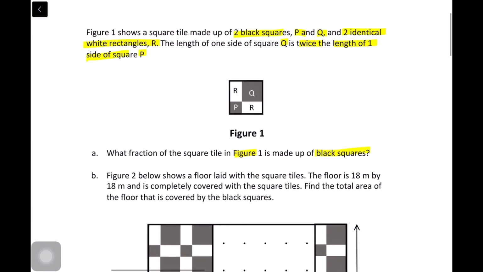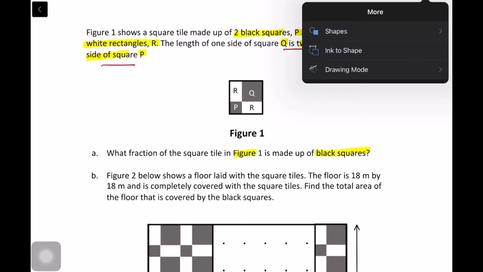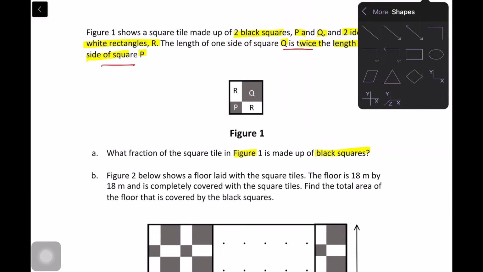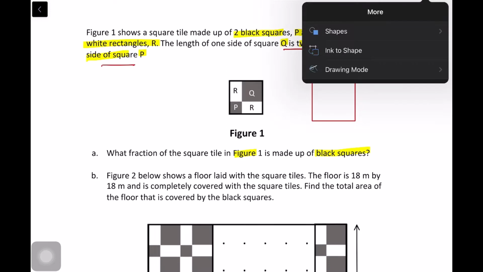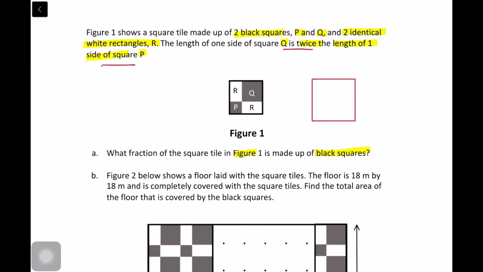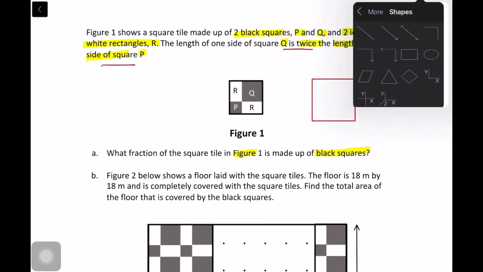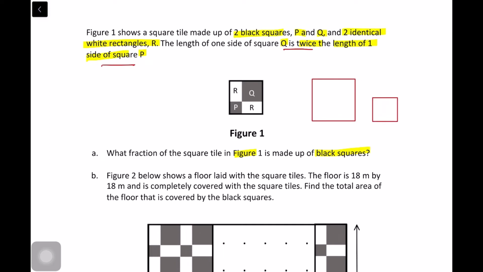Okay, so in the question stem we are given that the length of Q is twice the length of P, which means if we have square Q, and we have square P as well, then the length of Q would be 2 units and the length of P would be 1 unit. Same goes for the height.